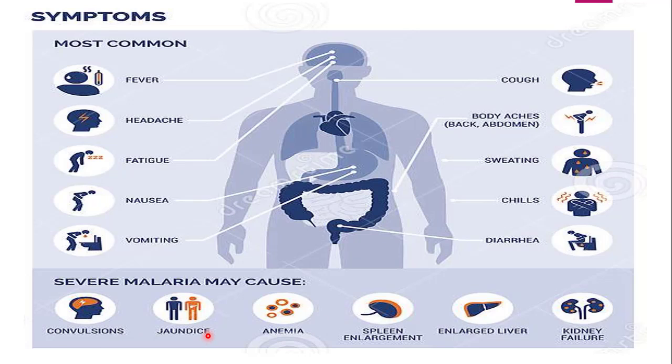And the severe symptoms: severe malaria can cause convulsions, like epileptic attacks, and jaundice. Jaundice is due to a strong effect on the bilirubin conjugation ability of the liver, which in turn increases the bilirubin, and the severe form is jaundice. Then anemia is also there, which majorly affects hemoglobin levels and RBCs. Then spleen enlargement, swelling, can be there. Again, liver enlargement can be there, and kidney failure can be there.